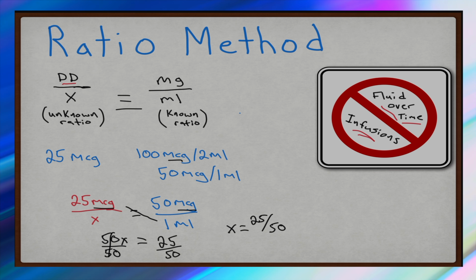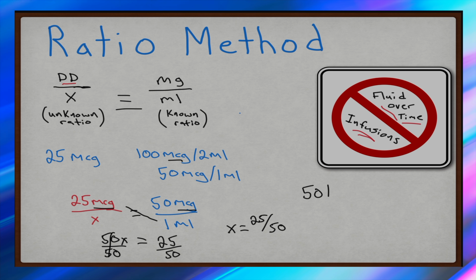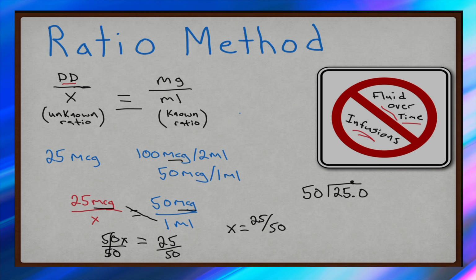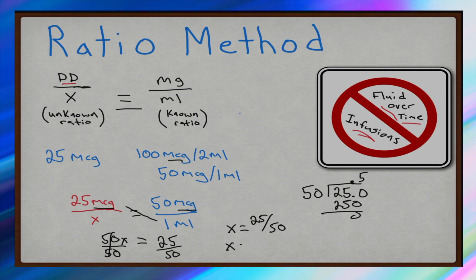So to do long division, just to show you how that works, I know we can do that in our head and get the answer, but I'm going to do it anyway. So 50, how many times does that go into 25? Well, there's a decimal point here. So we're going to bring that decimal place up to there. 50 doesn't go into 25, so I'm going to add a 0 and say that's 250. 50 goes into 250 5 times. 50 times 5 is 250. So now I'm at 0. So my answer is X is equal to 0.5 milliliters.